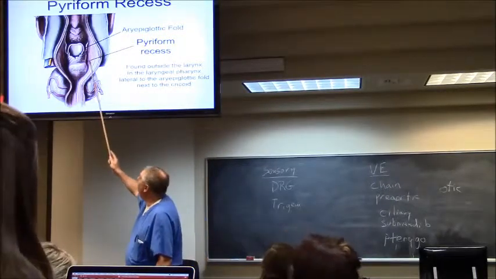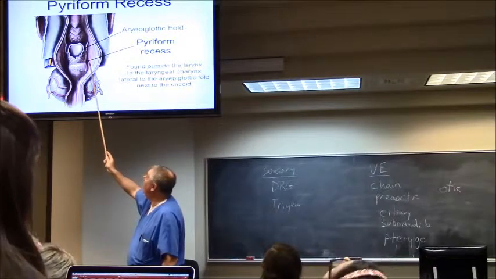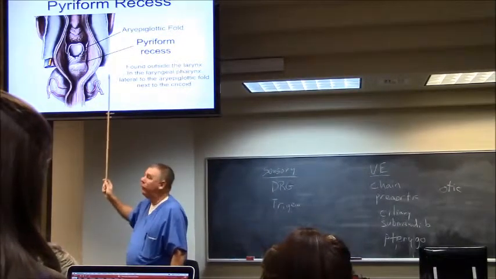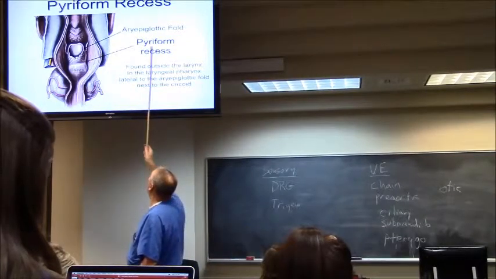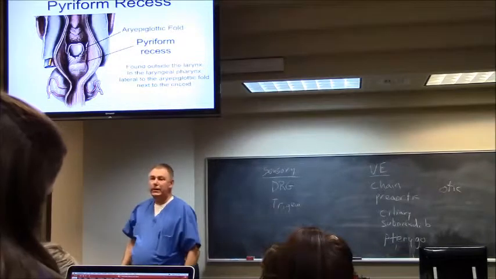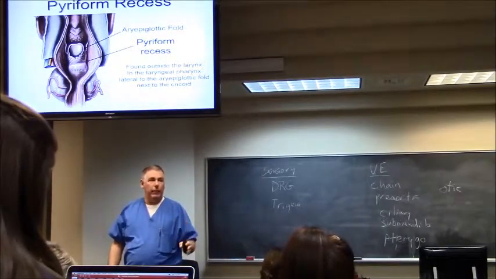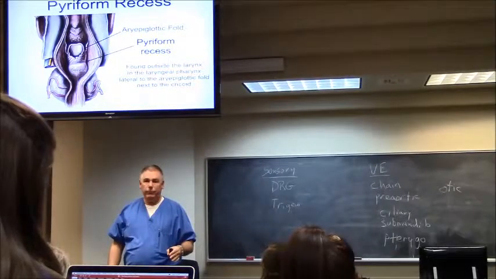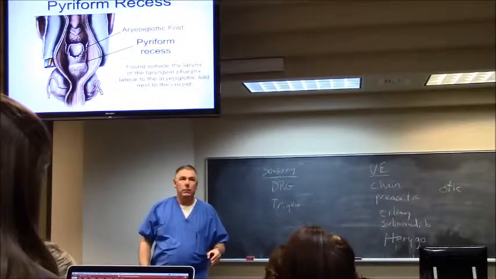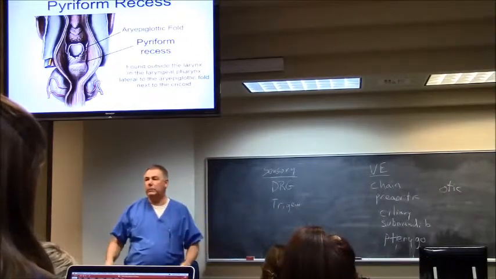This little area outside the larynx, right there, is called the piriform recess. Piriform recess. This is where chicken bones, Skittles, and everything else gets stuck. The piriform recess. It's outside the larynx.